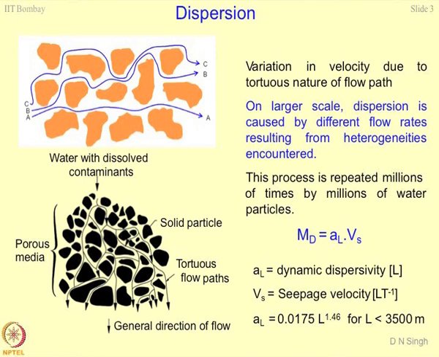If you draw a straight line from this point to this point, that is the physical length of the sample, but the tortuous structure of the soil or the pores makes the effective length of the flow path much higher than the physical length. So, what is the root cause of dispersion? The root cause of dispersion is flow path, which can be quantified in the form of tortuosity factor.